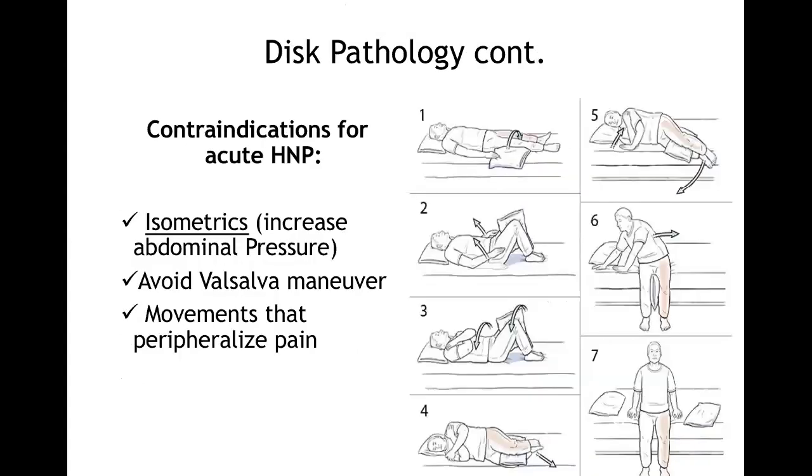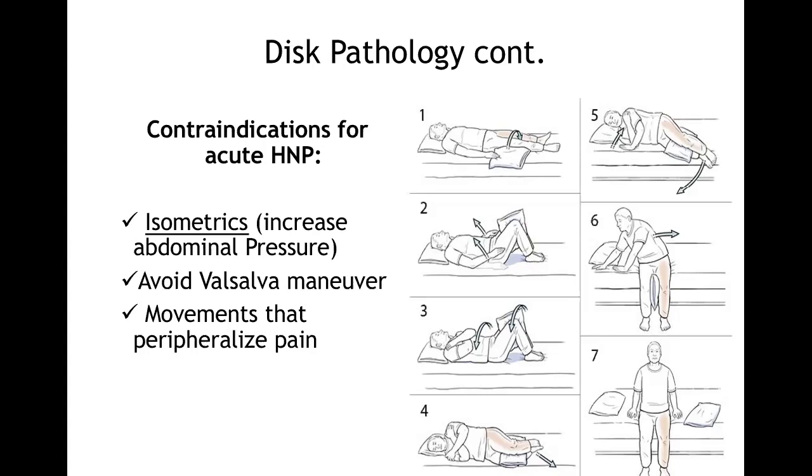Okay, so contraindications, very, very important to remember. The contraindications for an acute herniated nucleus pulposus: isometrics are going to increase the abdominal pressure. What do we know about abdominal pressure? It increases the strain, so to speak, on that spine because it provides stability, but it also increases that pressure, which will push against the spine and maybe increase the patient's pain.